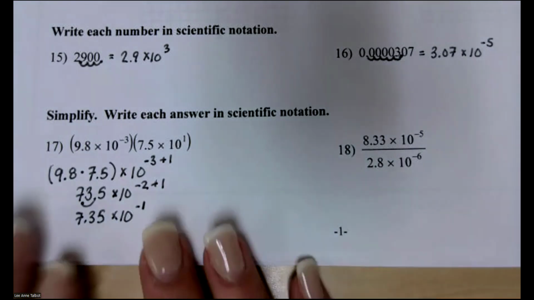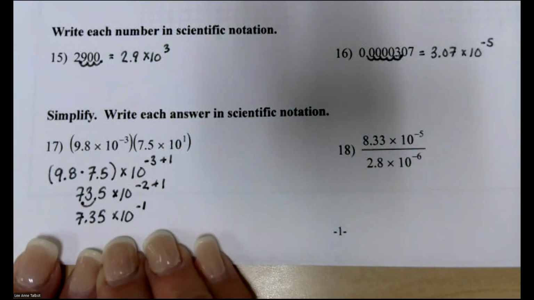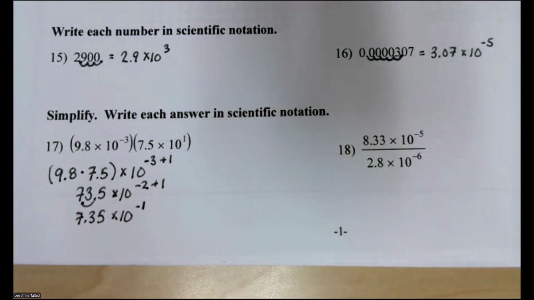And these are numbers. They're not exponent problems with variables. You don't try to move it to the bottom or anything like that. You just leave it. It's done.